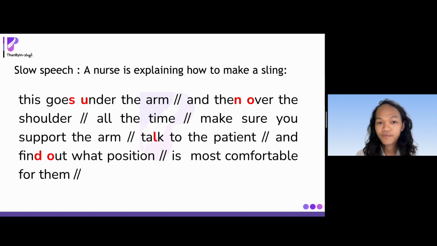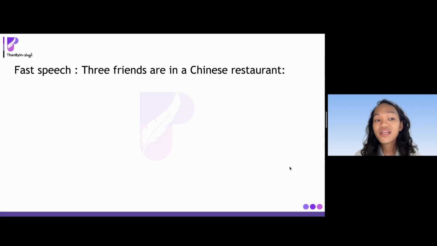Now moving on. Right now we're going to focus on fast speech. So in this case, the speech units might be longer and they are run together in a very fast way. The context here is three friends are in a Chinese restaurant. And so here is the text.